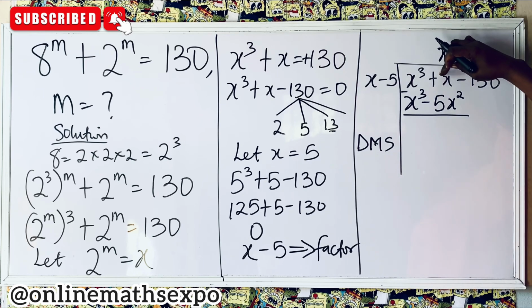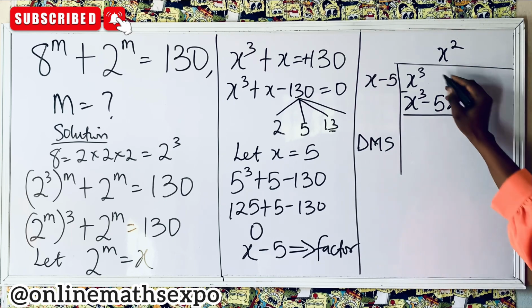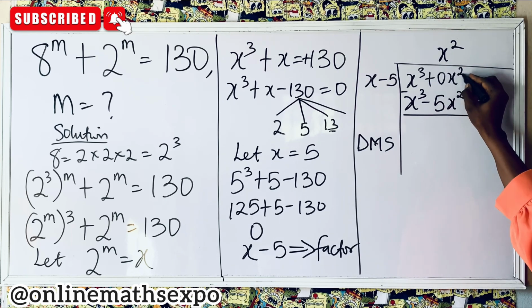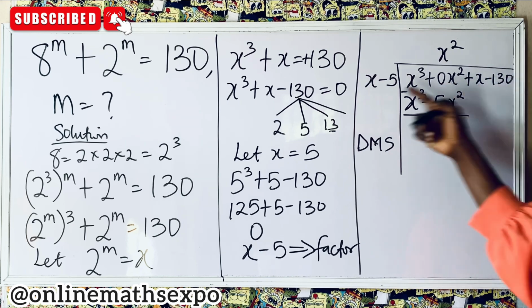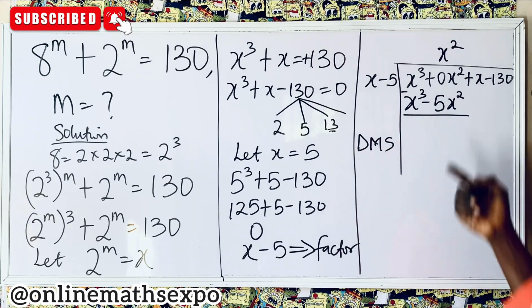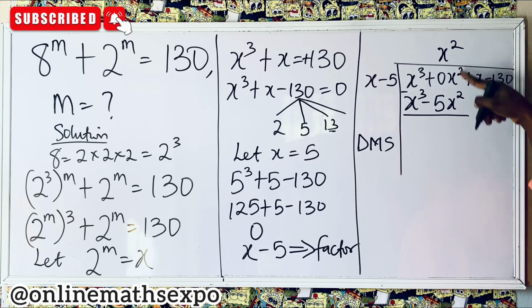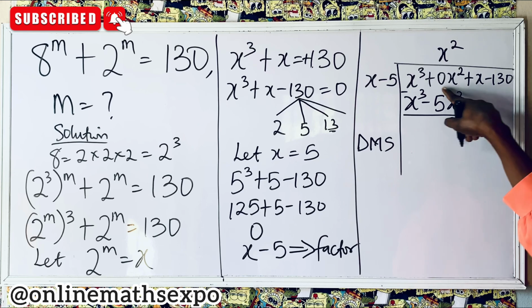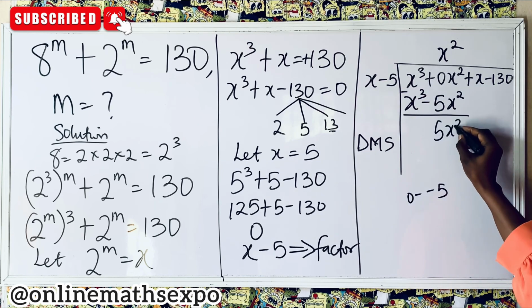You will notice there's no value for x squared, but we can do something. We can put a 0 there and it doesn't change anything. You see, this is just the same as this. The 0 does not mean anything. It's just to help us to subtract. So you can now subtract because you only subtract the same terms. So x squared can go with this x squared, and 0 minus 5 will give us plus 5x squared.